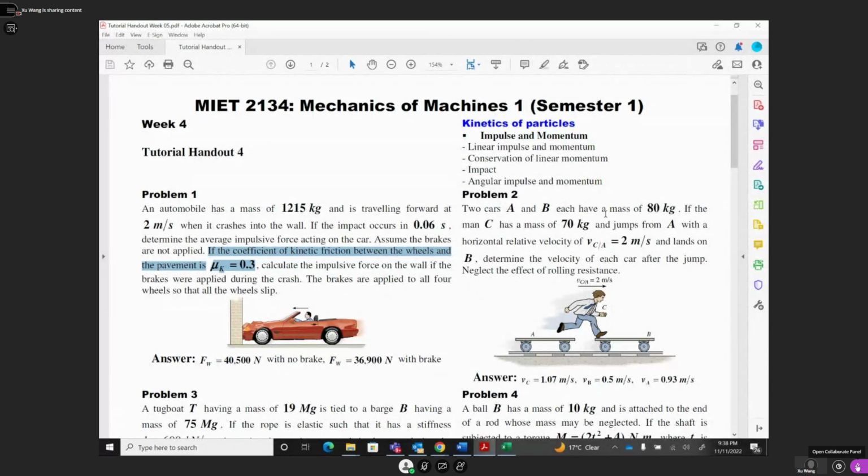Okay. Again, before we solve the problem, this unit, week 4, we focus on impulse and momentum: linear impulse and momentum, also conservation of linear momentum, impact, angular impulse and momentum. That's what we talk about for this week, this handout exercises. Okay, so we're back to here and how to solve this one.